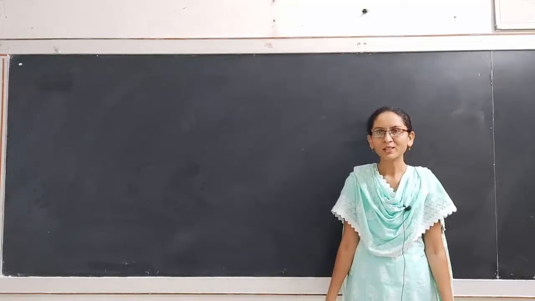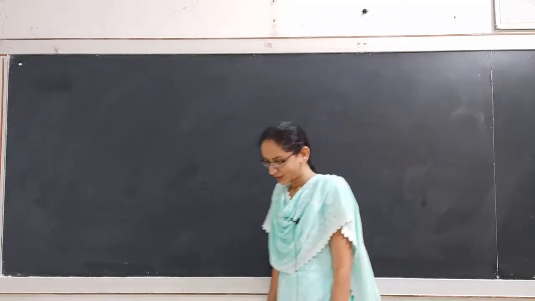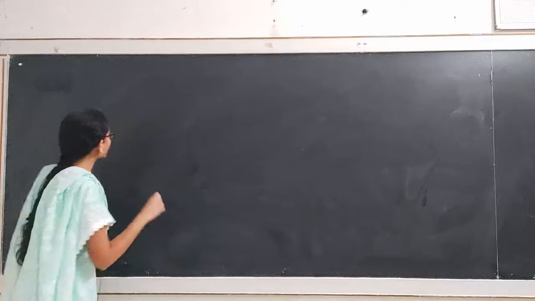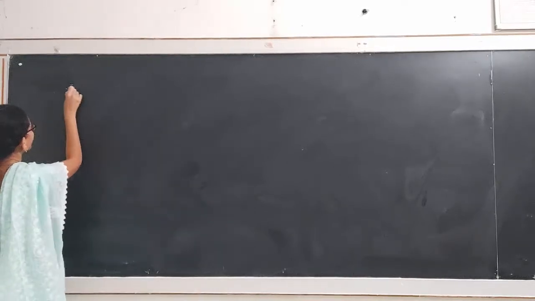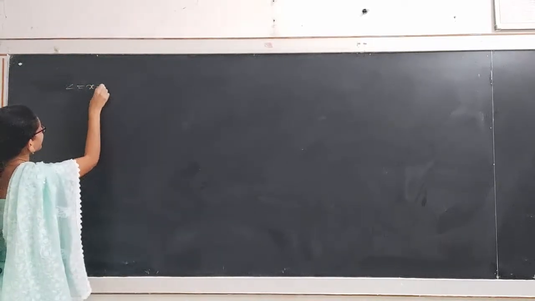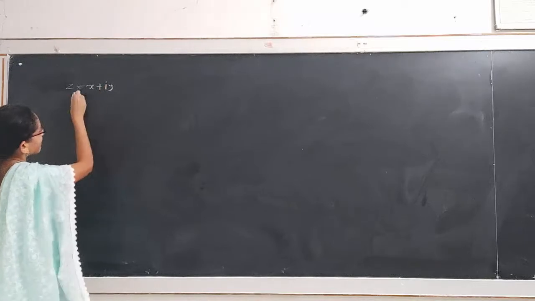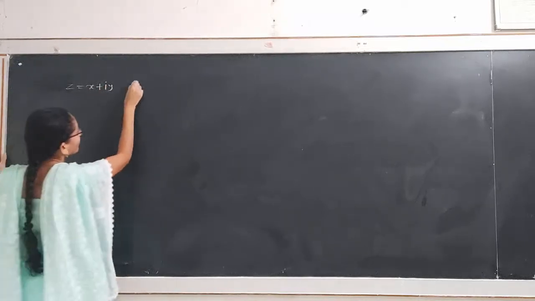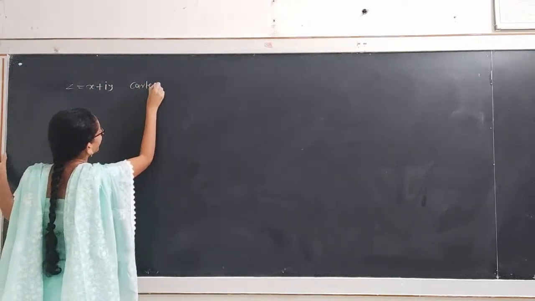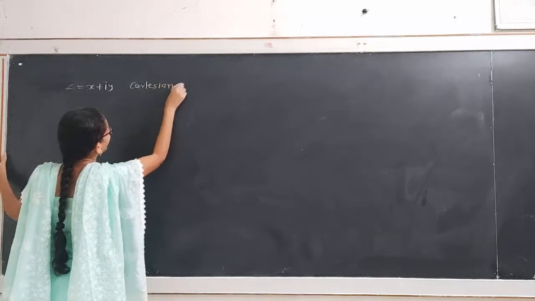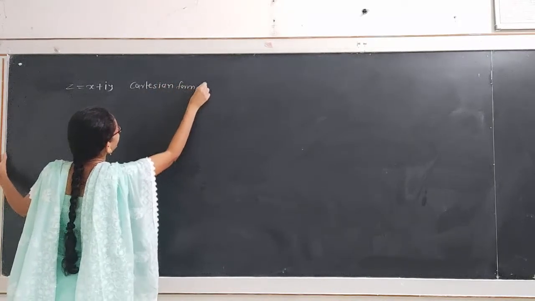We are going to see what is the exponential form of a complex number. If you know the Cartesian form of a complex number z, that is z equal to x plus iy, this is called the Cartesian form of a complex number.